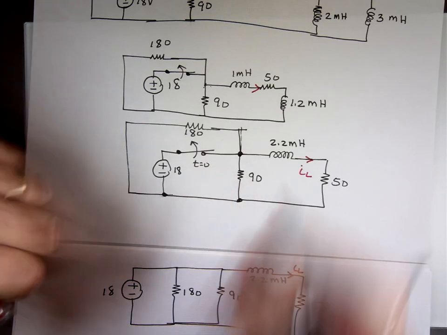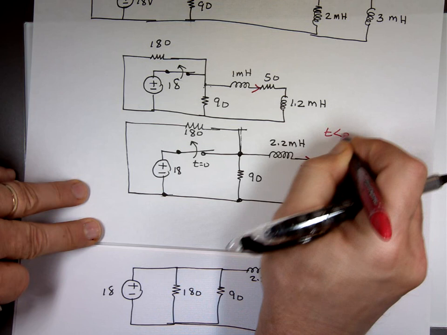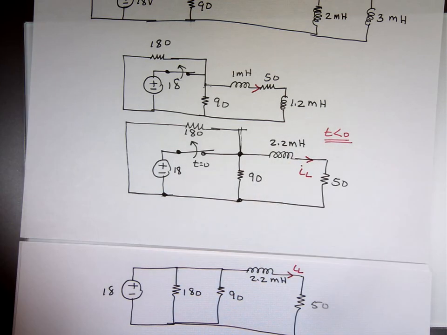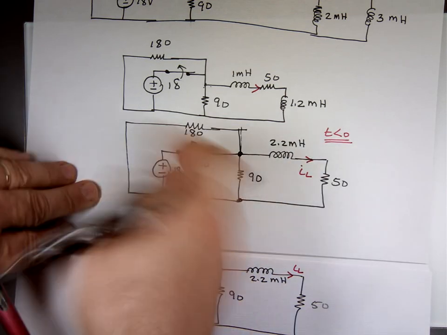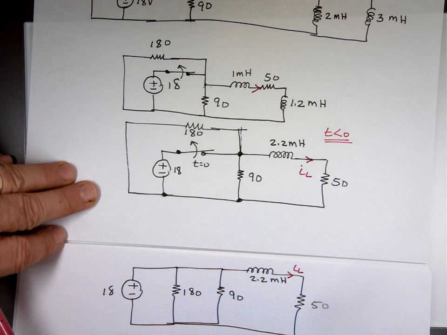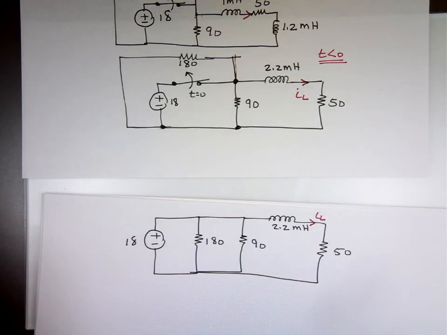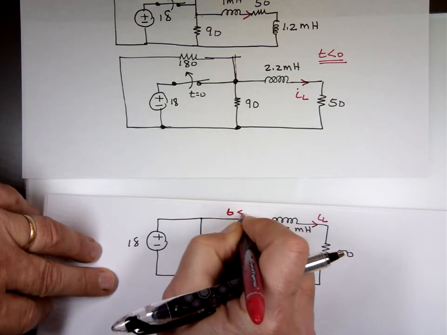Because for t greater than 0, that source is open. It's gone. So I'm still for t less than 0 here. These two in parallel, the product over the sum.